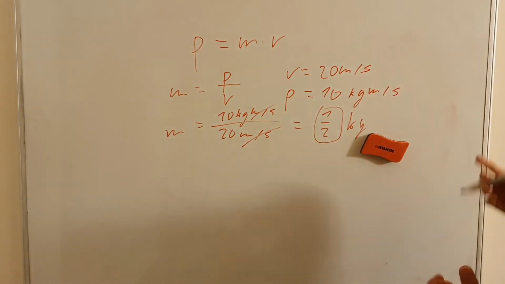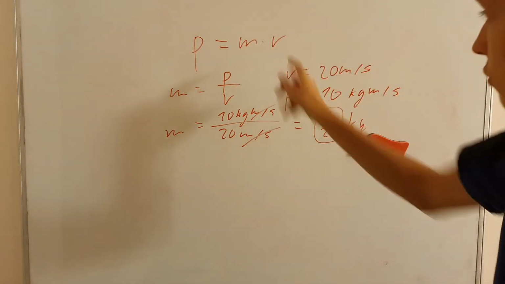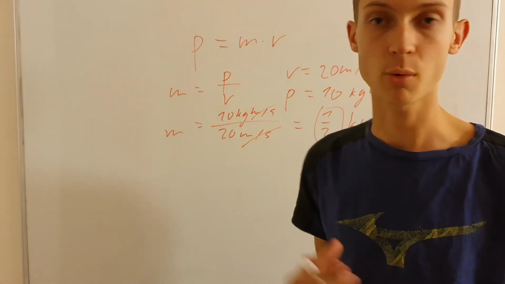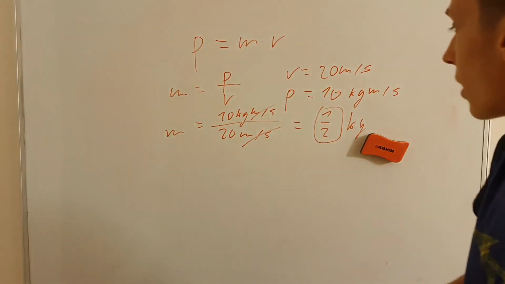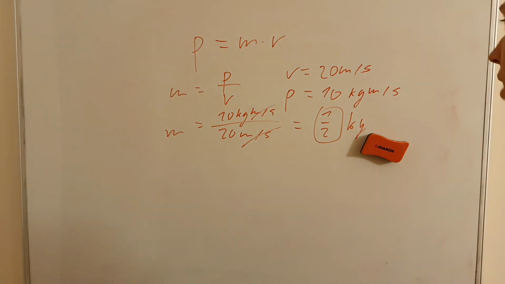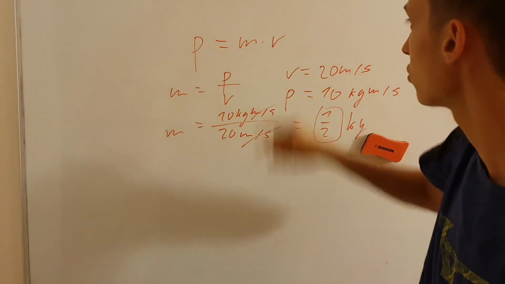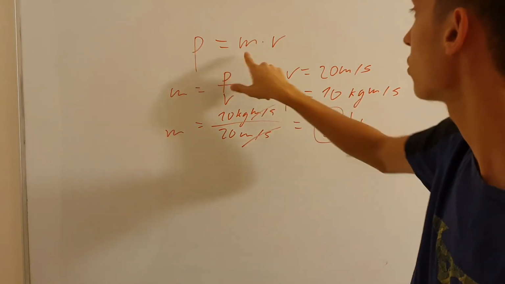Alright? So this is the idea. This is how you can use this formula, then modify it and get different quantities out of these three quantities right here, in case you had the other two. So let's say you have these two, then you can get this one. If you have these two, then you can get this one.